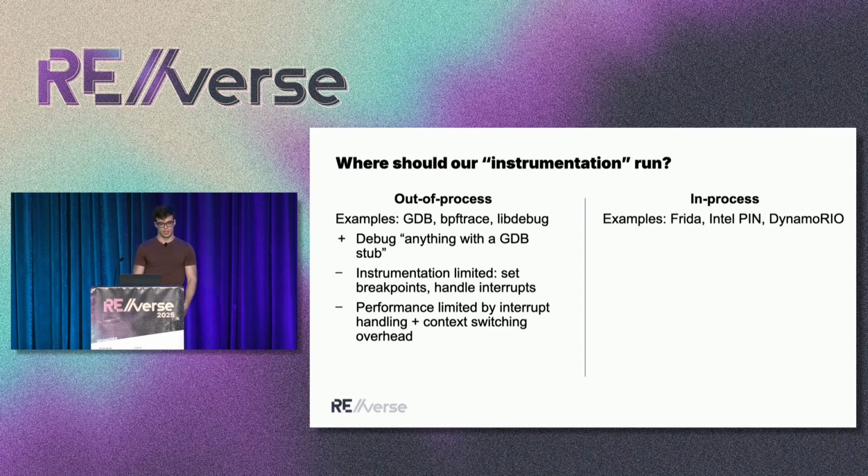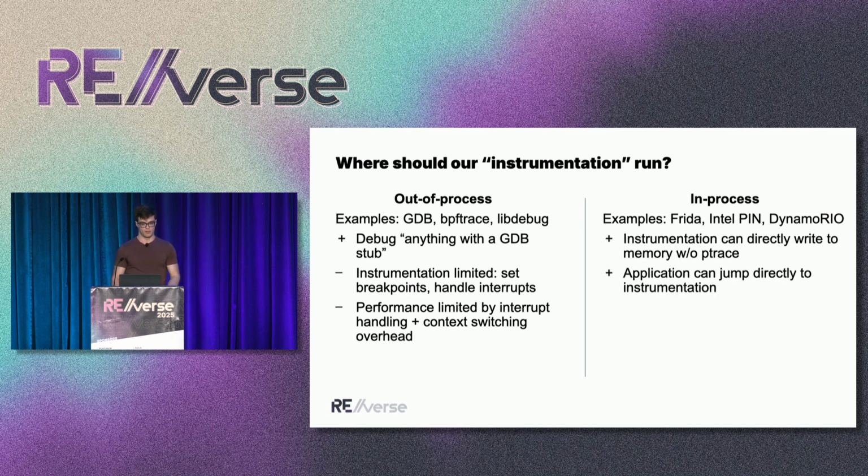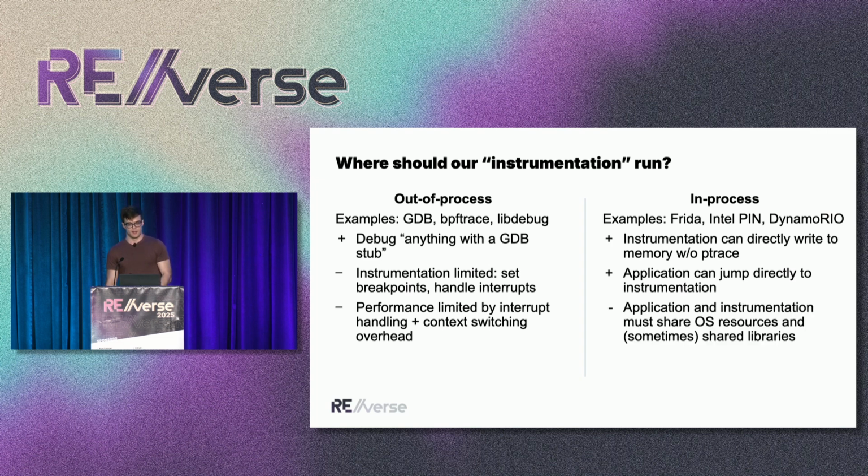The other paradigm is in process. So this is something like Frida, Intel Pin, or DynamoRIO. With these sorts of tools, your instrumentation can directly write to memory and change registers, and you can modify the application to directly jump to your instrumentation, and this is what Frida Interceptor does. But the downside is that your application and your instrumentation have to share OS resources, because they're literally running in the same process. And sometimes that means they also have to share shared libraries, and this can make things kind of complex.